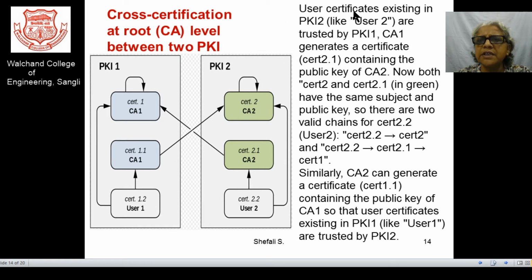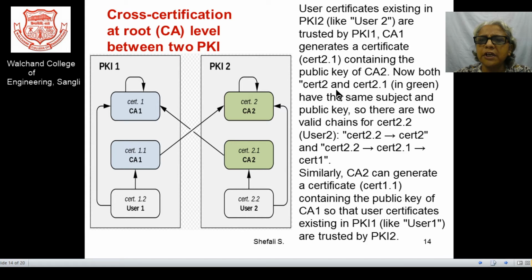Say user certificates existing in PKI 2, like user 2, are trusted by PKI 1, that is CA1. So user 2 should get trusted by CA1. CA1 generates a certificate. Let the certificate have some number. I'll call this certificate 2.1, containing the public key of CA2. So that public key of CA2 is shared to this PKI, and using the public key of CA2 the further certificate can be generated.